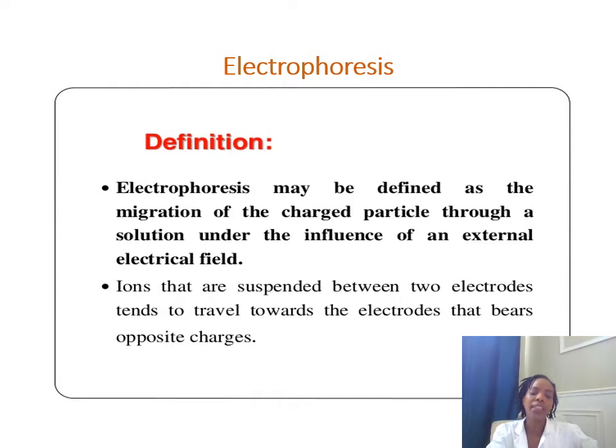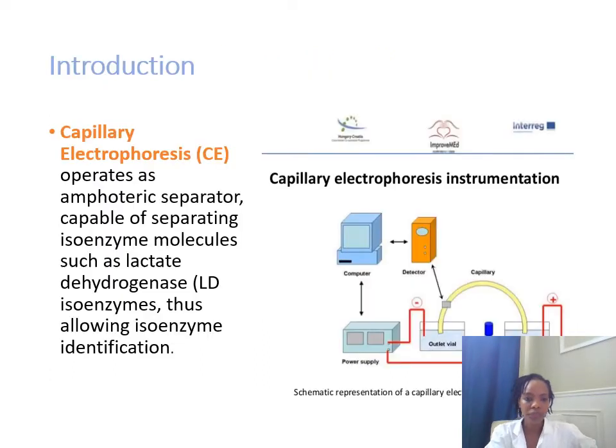Electrophoresis may be defined as the migration of charged particles through a solution under the influence of an external electrical field. Capillary electrophoresis operates as an amphoteric separator capable of separating isoenzyme molecules such as lactate dehydrogenase isoenzyme, thus allowing isoenzyme identification.